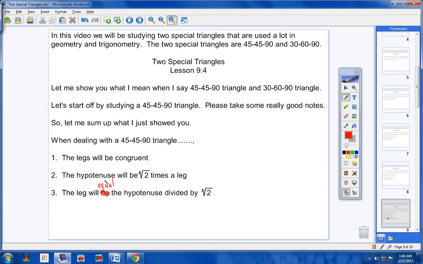These are really important to know. The legs will be congruent in a 45, 45, 90 triangle. The hypotenuse will be square root of 2 times the leg in a 45, 45, 90 triangle. And the leg will be equal to the hypotenuse divided by the square root of 2 in a 45, 45, 90 triangle. So let's apply this over and over and over, okay?